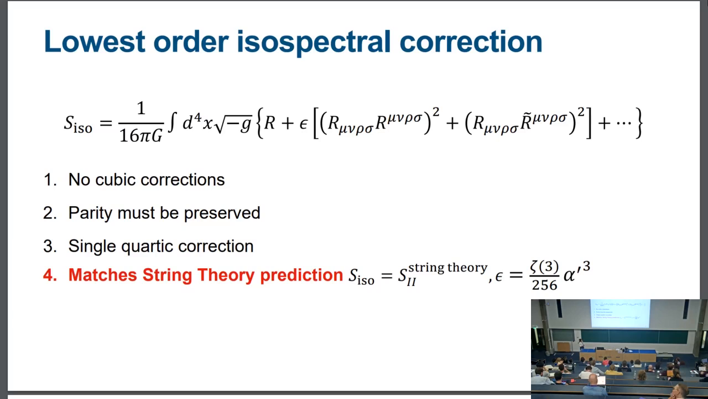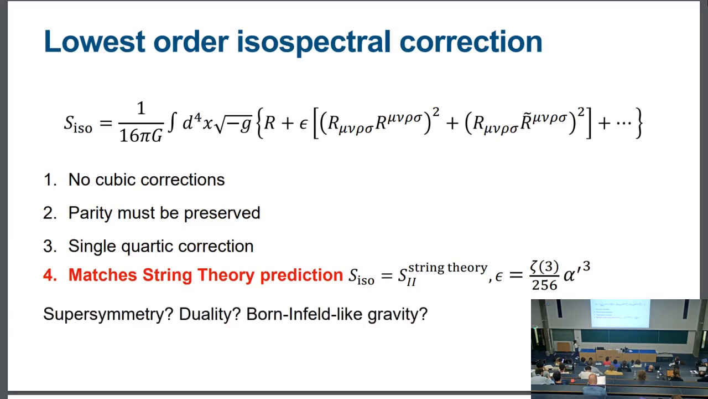So exactly the same theory that I found from isospectrality, you'll find it from type 2 string theory, given, of course, that the coupling constant is proportional to alpha prime cubed, which is the first correction in string theory. Okay, so you can ask why this happens. We're not totally sure, but we have some guesses or intuition of why that is the case.